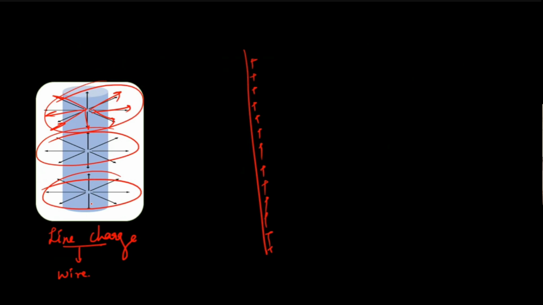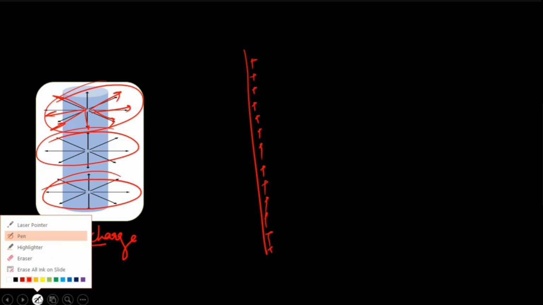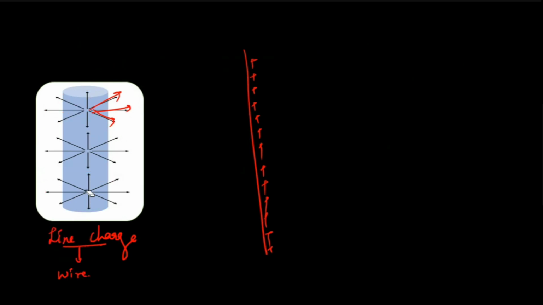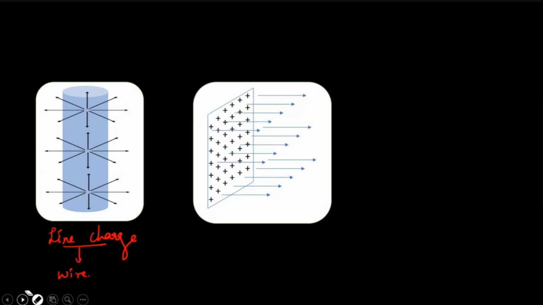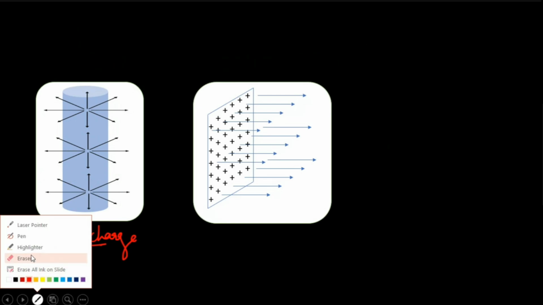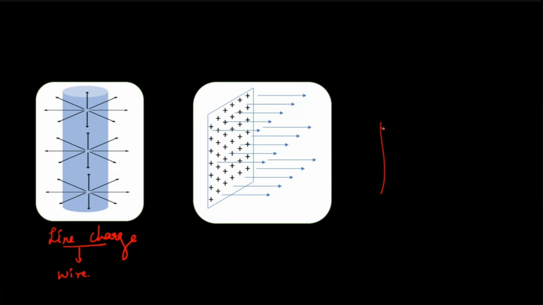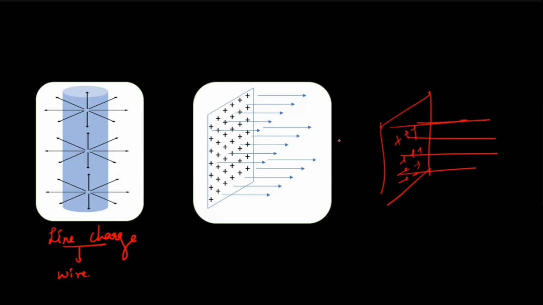So this is called line charge, and for line charge, the field line is supposed to be like that. Next we have a plane surface. Suppose I have a sheet, some positively charged sheet, and this sheet must be emitting field lines perpendicular to its surface like that, which is shown by this diagram.